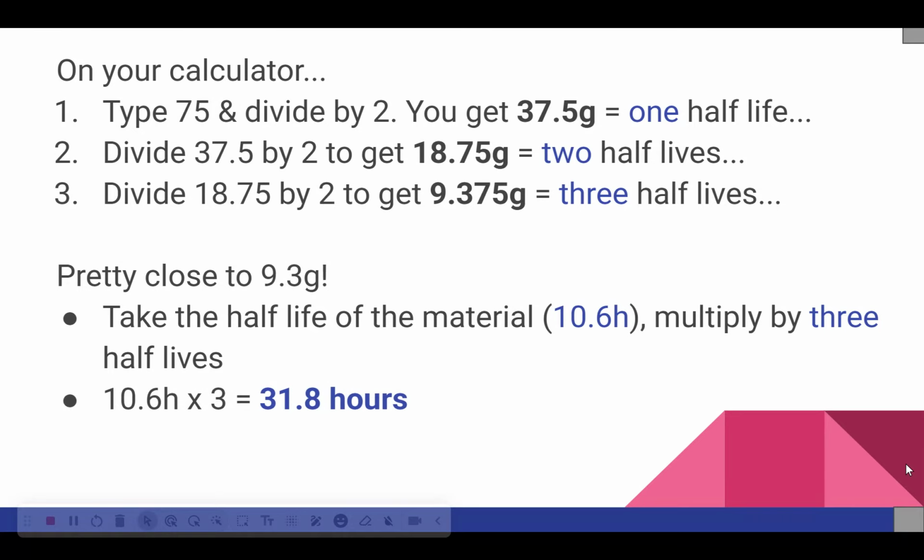Now, if you went back to that number that you got from doing the calculation using logarithms, you'd still get about 32 hours because you'd still have to take that times the 10.6 hours in each half-life to find out how much time has actually passed.